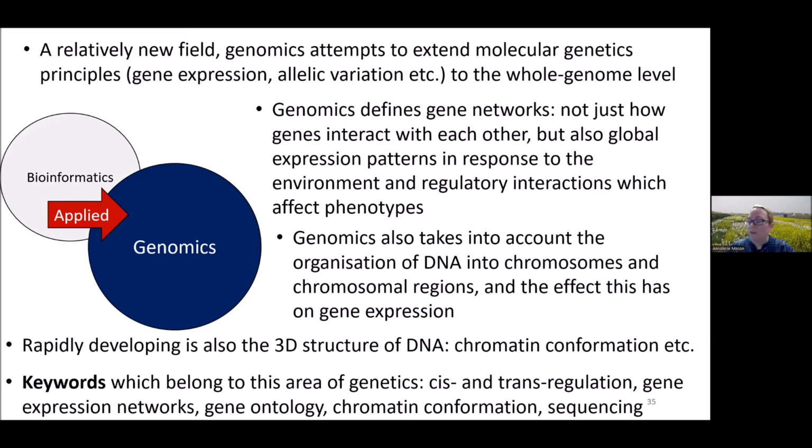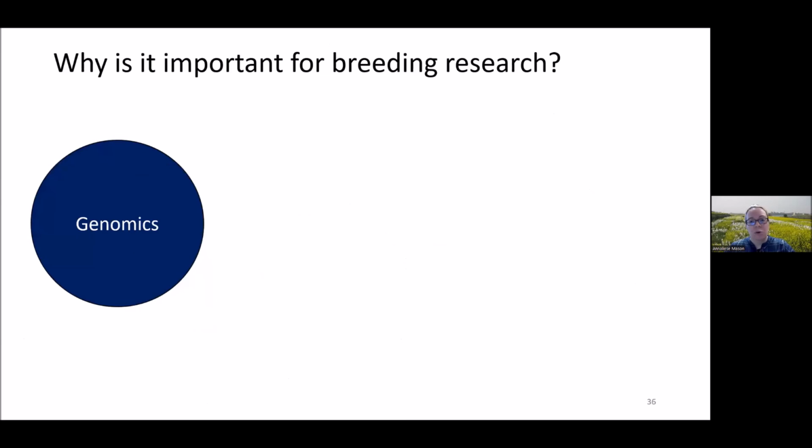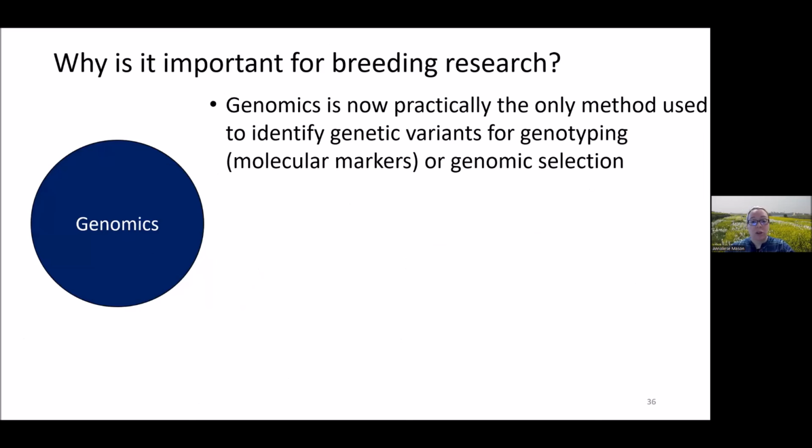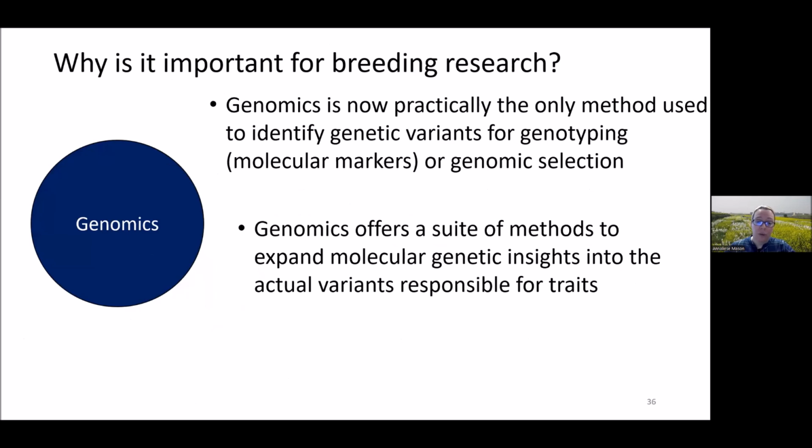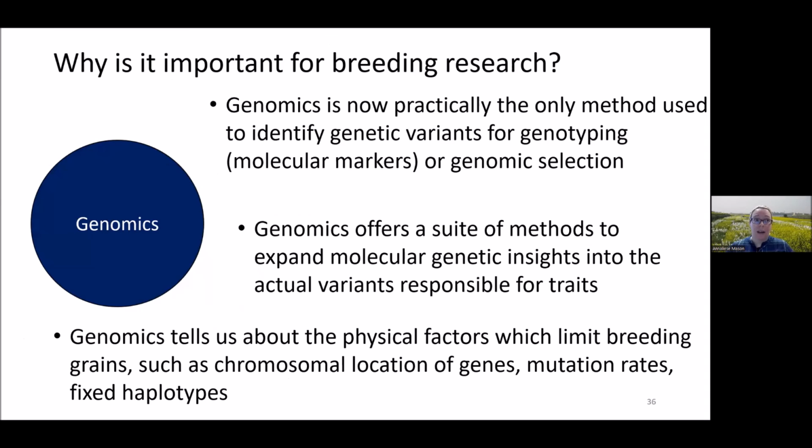There's a bit of argument over these definitions, so it's not so critical, but this is kind of what we're talking about here, that applied bioinformatics is genomics. Why is it important for breeding research? Genomics is now practically the only method we use to identify genetic variants for genotyping, for molecular genetics approaches or for genomic selection. And it also offers a suite of methods to expand molecular genetic insights into the actual variants responsible for traits. So it tells us a lot about the genome, how genes interact with each other, and also sometimes about physical factors in terms of the chromosomes which limit breeding gains. So chromosomal location of genes, mutation rates, fixed haplotypes, this kind of thing.